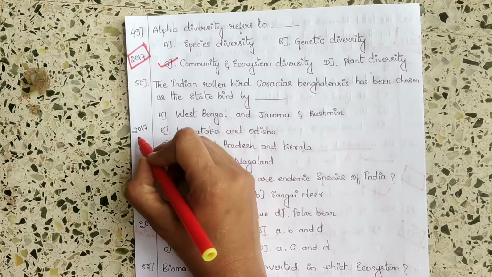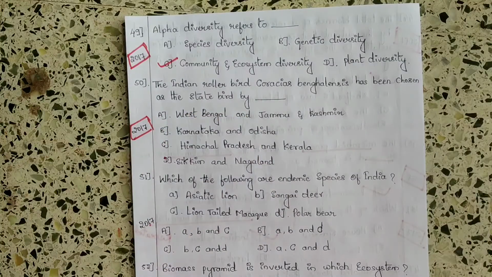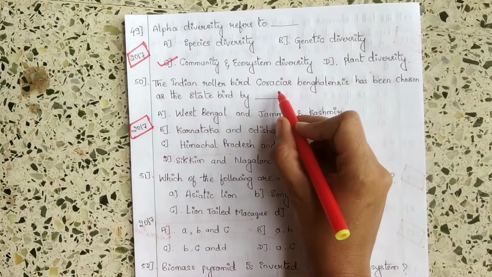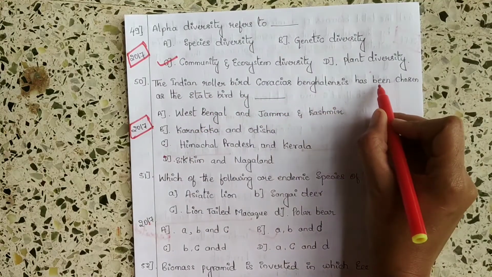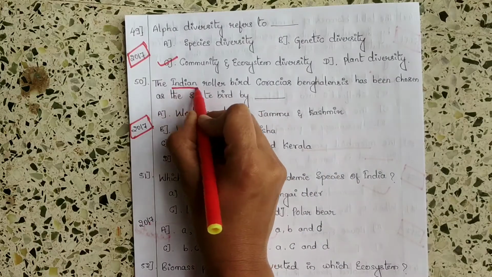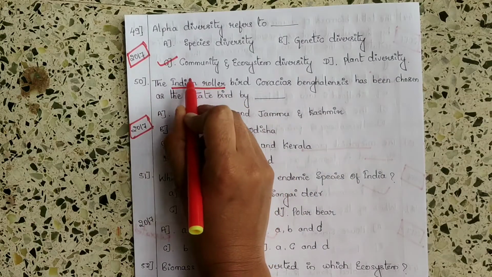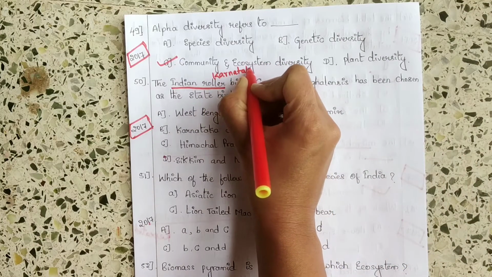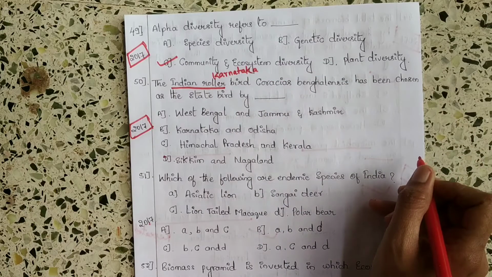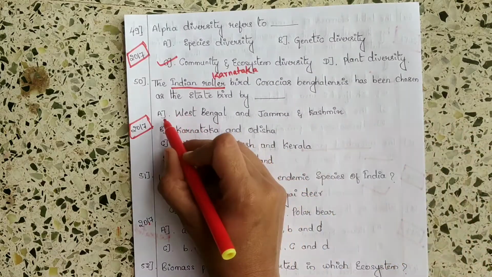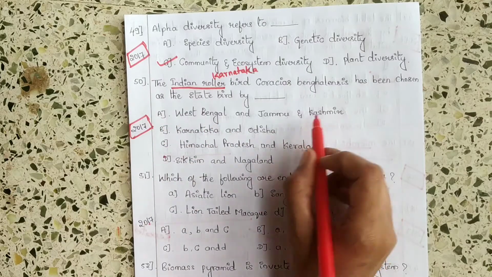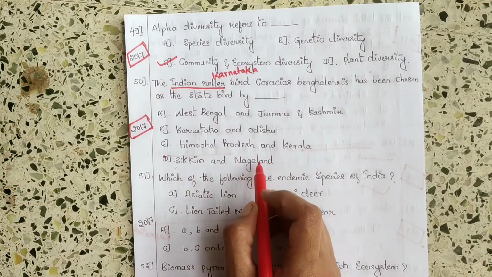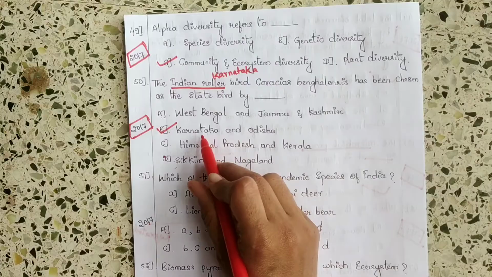Okay. Let me move on to the next question, which is asked in the year 2017. The Indian roller bird Coracias benghalensis has been chosen as the state bird of. Just now in the previous question I told Indian roller is the Karnataka state bird, so we got one clue, right? In which states they are asking? Options are like this: A, West Bengal and Jammu and Kashmir, option B, Karnataka and Odisha, option C, Himachal Pradesh and Kerala, option D, Sikkim and Nagaland. So the correct answer for this is option B, that is Karnataka and Odisha.